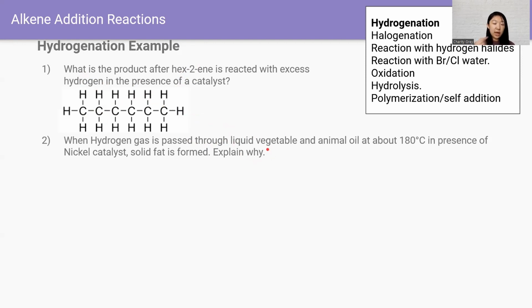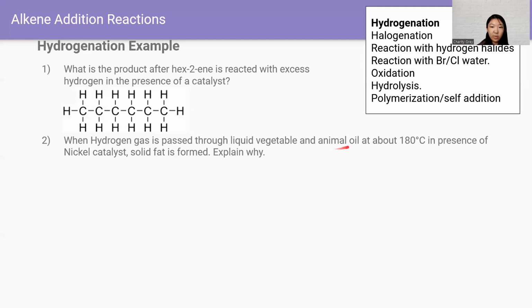Next, we're going to answer the second question. This one's a bit harder. Let's go over it carefully. When hydrogen gas is passed through liquid vegetable and animal oil at about 180 degrees Celsius in the presence of nickel catalyst, solid fat is formed. Explain why. Let's take a look at this for now.